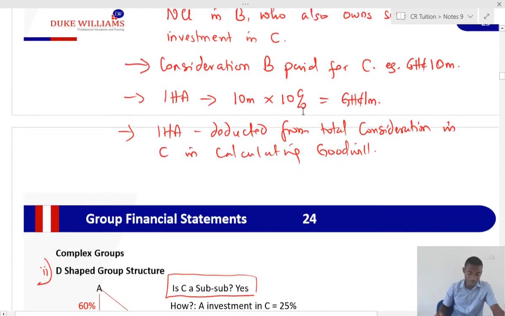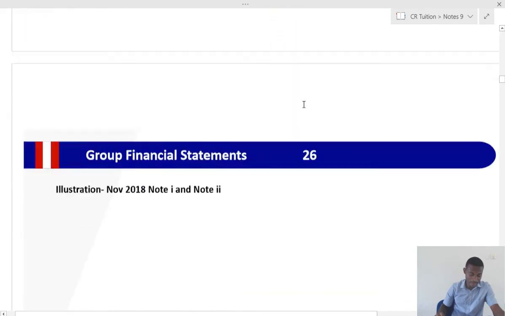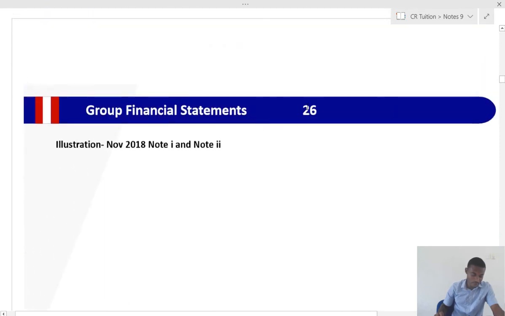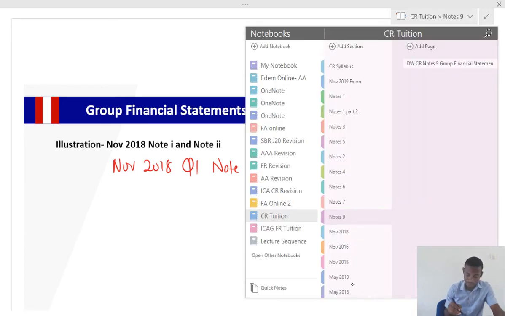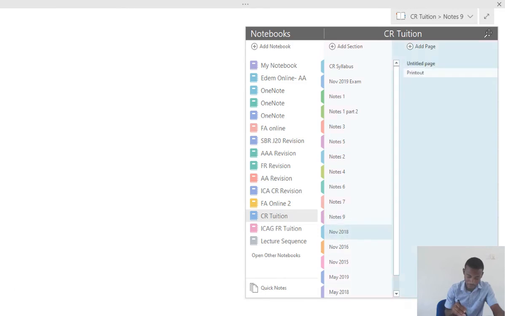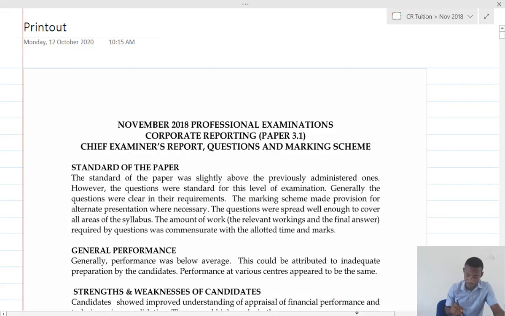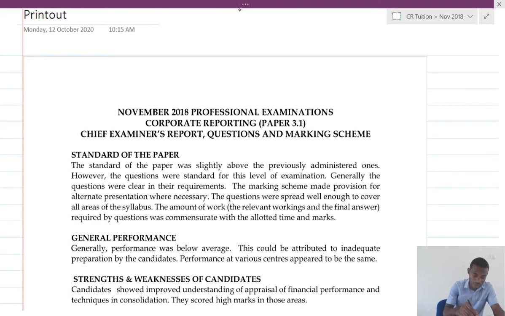Now let's move on to look at an illustration. So this illustration, we'll take it from November 2018 question 1. So November 2018 question 1, note I and II. So I'll quickly show the question, then we read to analyze how we will establish the group structure in that question. So let me just zoom in a bit.